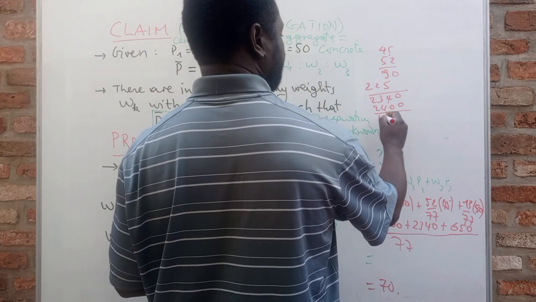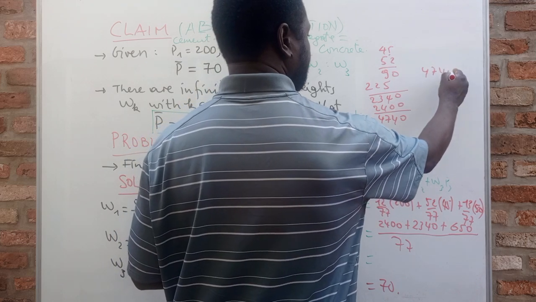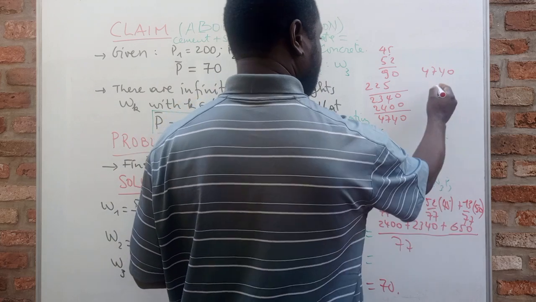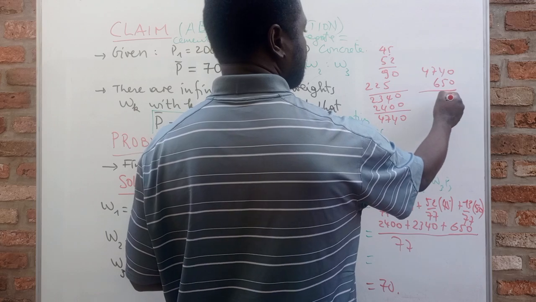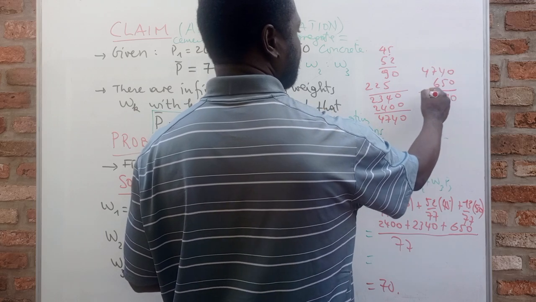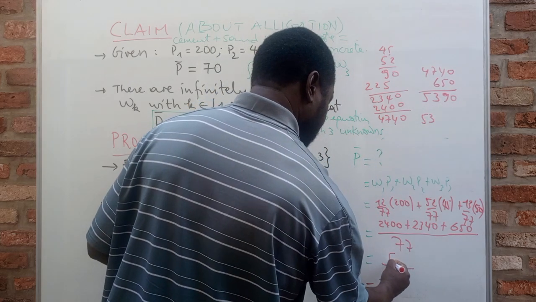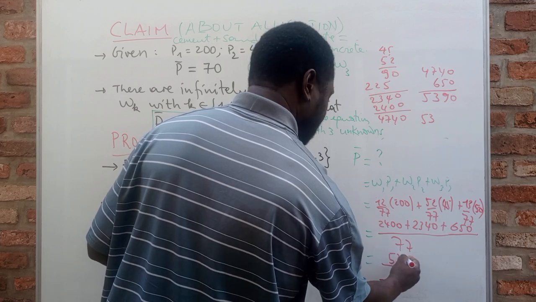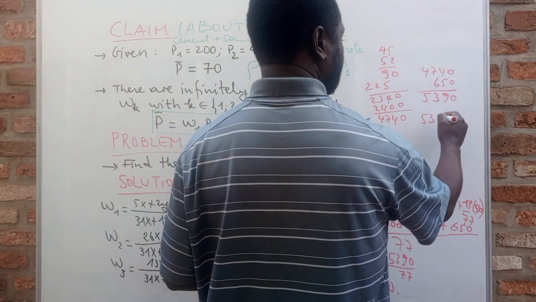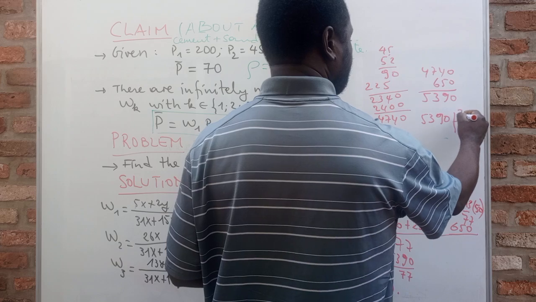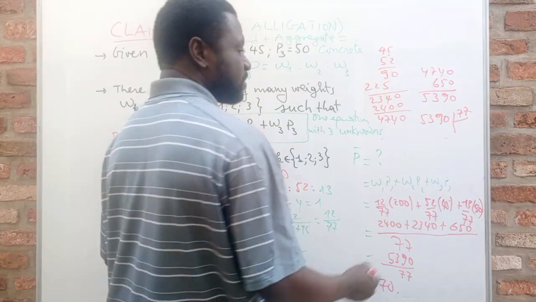So we're going to have 4, 7, 4, 0 plus 6, 5, 0. It's going to be equal to 09315. Now what I have to do is take 5390 and divide by 77. I'm expecting the answer to be 70.